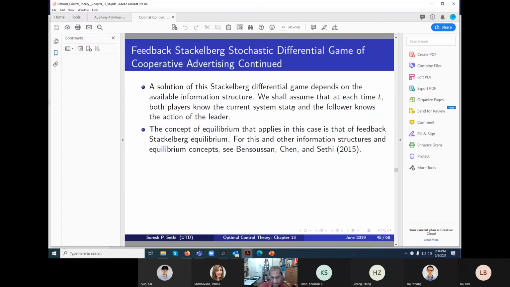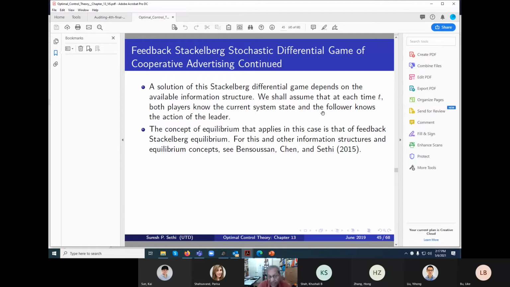The system state is observed at each time t, so the manufacturer has a feedback function. W is a feedback on the system state x, W of x. But the follower is not reacting to W of x. He's reacting to the dollar value, or the subsidy rate, obtained by the manufacturer or the leader using his feedback policy at that time t. So what the follower is reacting to is the number, the subsidy rate, 0.2, 0.3, 0.5, and not the function W of x, which will also give you 0.2 at that point in time.